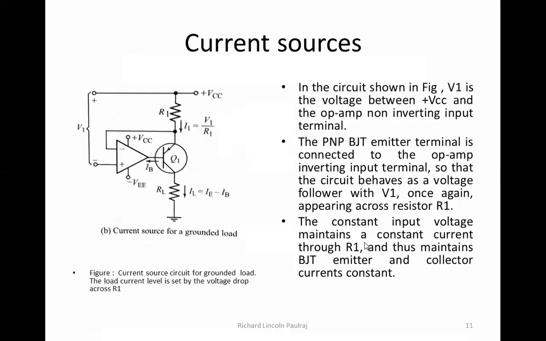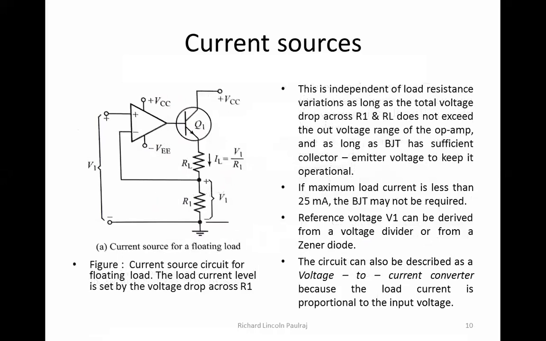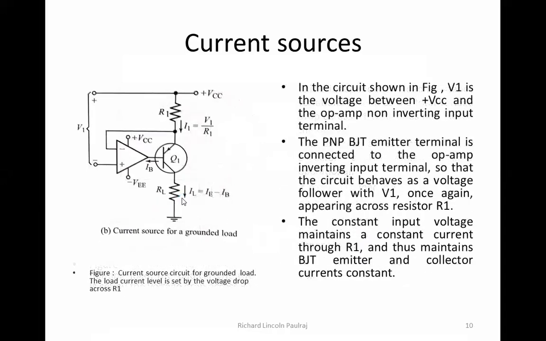So after that, we looked at how we can make some changes. We had two types of load. One is the floating and the other one is grounded. The previous one that we saw, with the help of R1, we can call the floating type. And here the RL is directly connected to ground, so we can say that it's a grounded load.